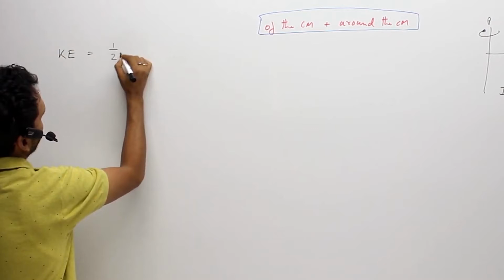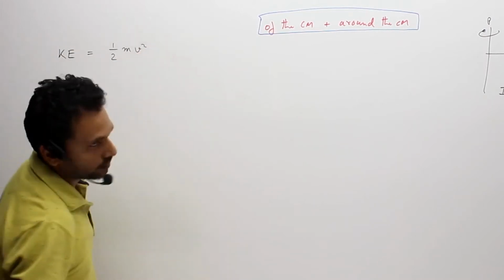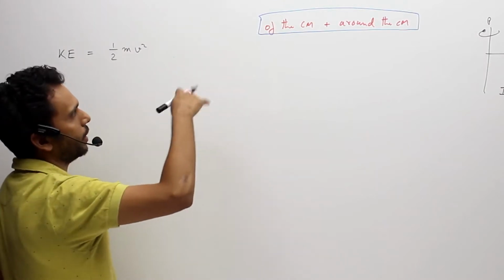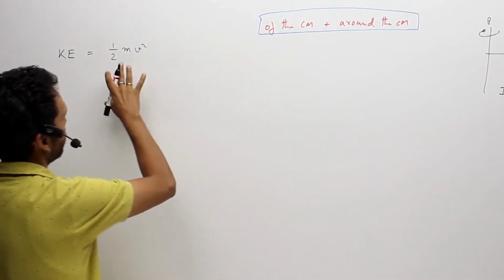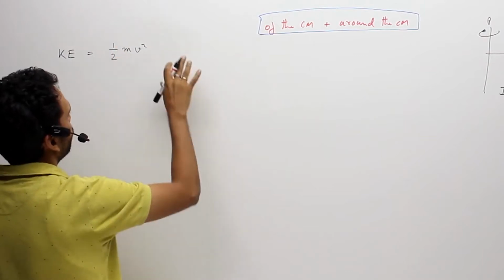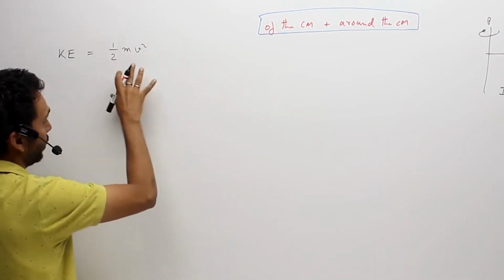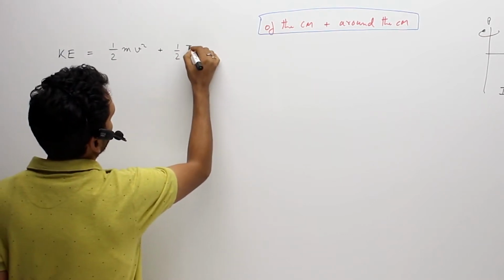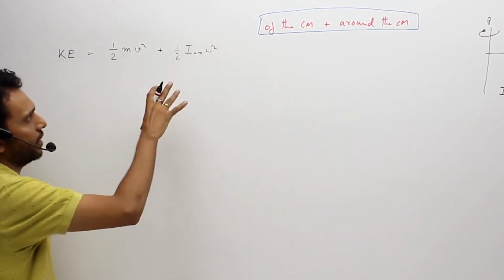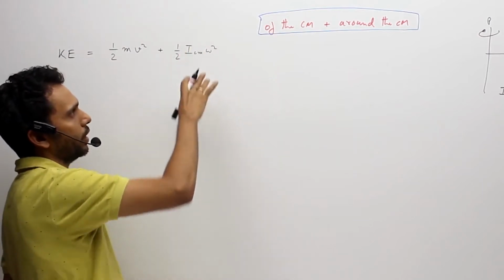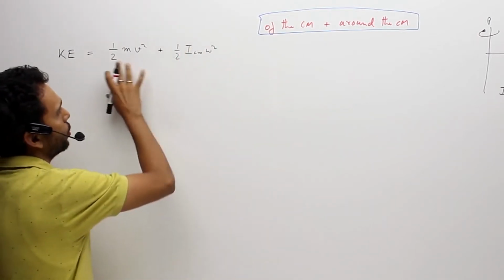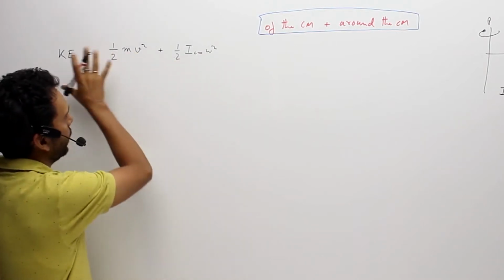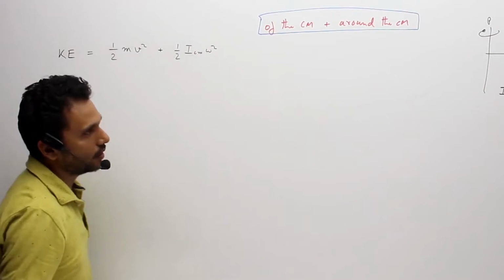as if it was a point body, as if it was not an extended body rotating about the center of mass. It is just the point body moving with the velocity v without any rotation. And if there is rotation, then the kinetic energy of the body as if it was rotating about the center of mass. So these two parts together give us a complete idea of the kinetic energy.